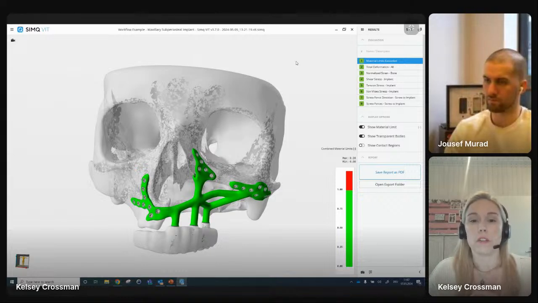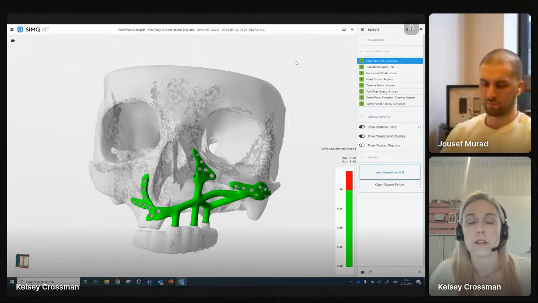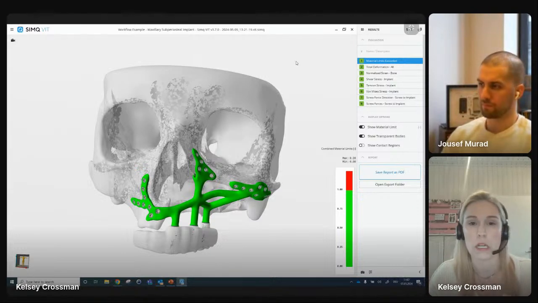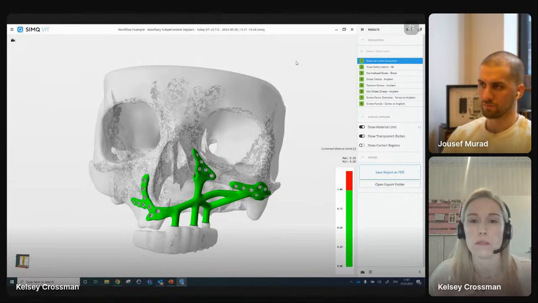But first, I want to go through the different results that you can see in this workflow. And when you have some questions, I know, Joseph, you have the engineering background. I'm more on the medical side. So those two worlds come together with this software, which I think is really cool because I'm more the end user, the clinical applier.